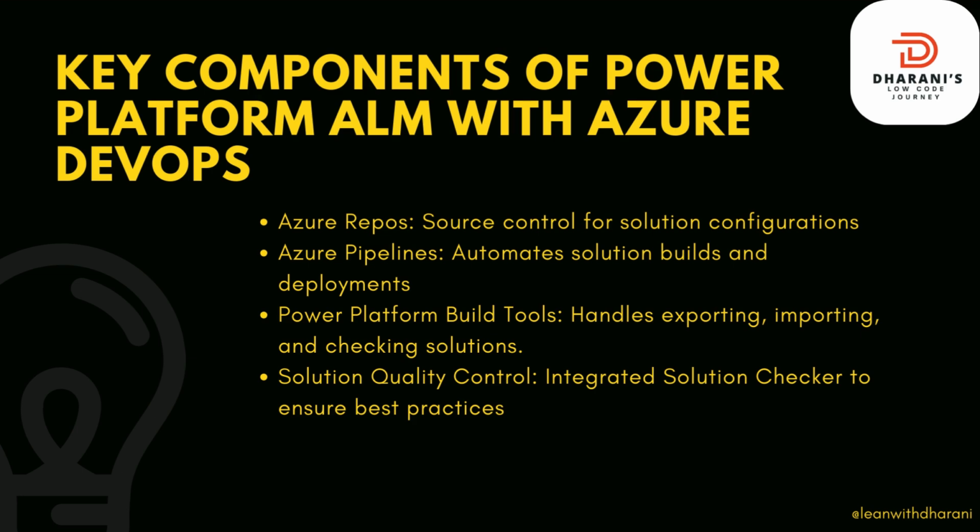Now let's break it down. These are the few key components that make up Power Platform ALM when you are using the Azure DevOps. You have got Azure Repos, which will handle your source control, Azure Pipelines, which automate your build and deployments, then the Power Platform build tools. It handles the exporting, importing, and it helps us to check the solution quality, which mainly helps you to keep your solutions up to the quality standards.